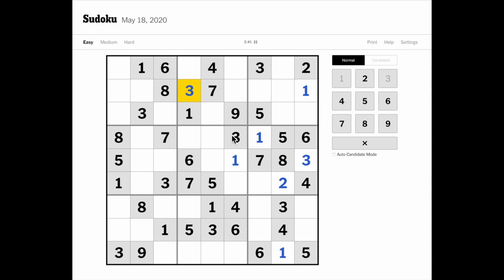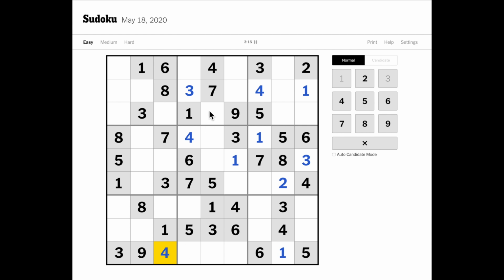Moving on to 4's. There's a 4 in this column, 4 in this column. This square is still missing a 4, so this has to be a 4. And then there's a 4 in this column, a 4 in this column. So in this square, 4 has to be here. And then we see a 4 in this row, a 4 in this row. So 4 has to be here in this square.